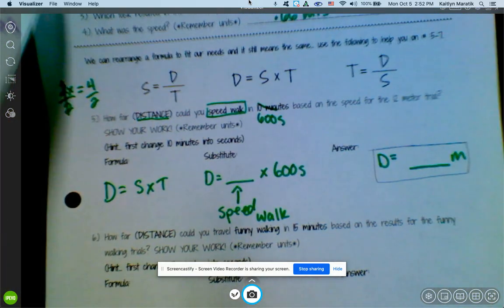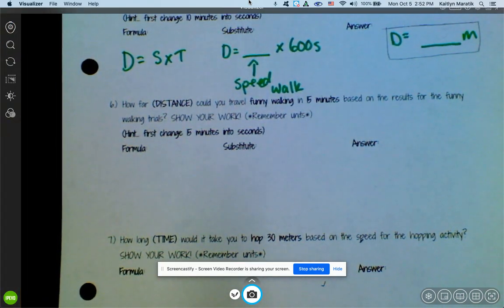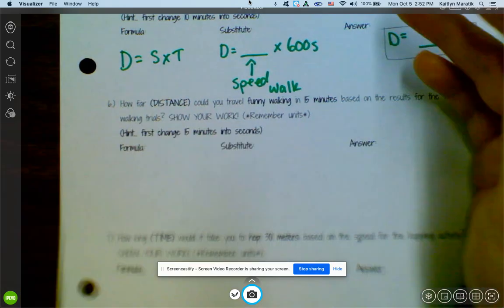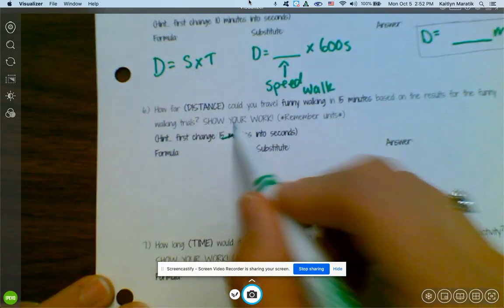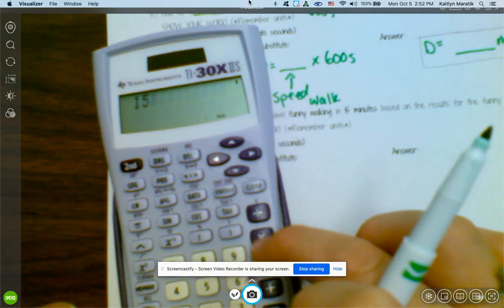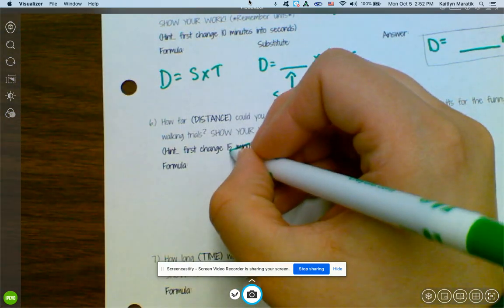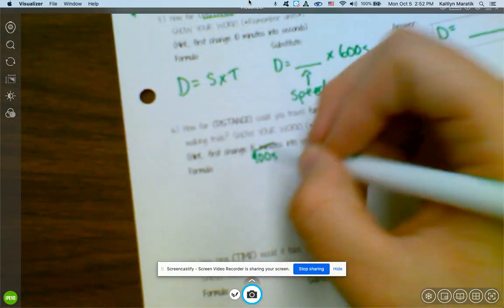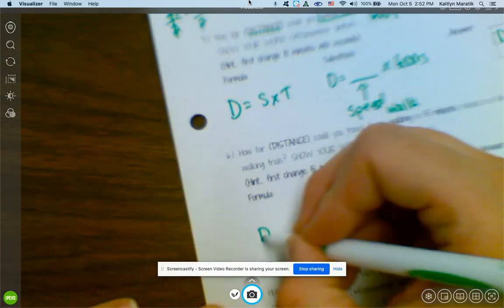The next one, how far distance could you funny walk in 15 minutes based on the results for the funny walk trials? So now we've got 15 minutes that we want to change into seconds. So we've got 15 times our 60 seconds. So we get 900 seconds. Which formula are we going to use? Well, we used the distance to find distance before. We're going to use the same one again.